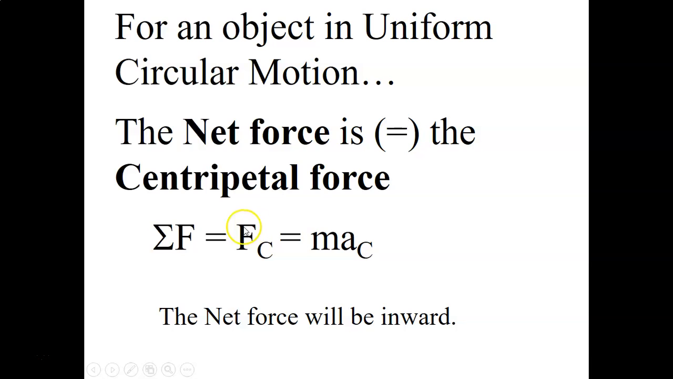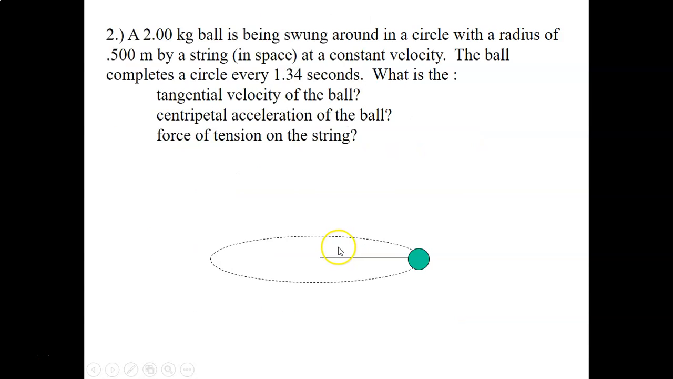So when you're looking at the sum of the forces, one of your forces is going to cancel either the x or the y, and the other one is going to be the sum of the forces equal mass times centripetal acceleration. So, for example, here we've got a ball that's being swung around on a string at a constant velocity. The string, and therefore the radius of the circle, is 0.5 meters, and the period is 1.34 seconds.